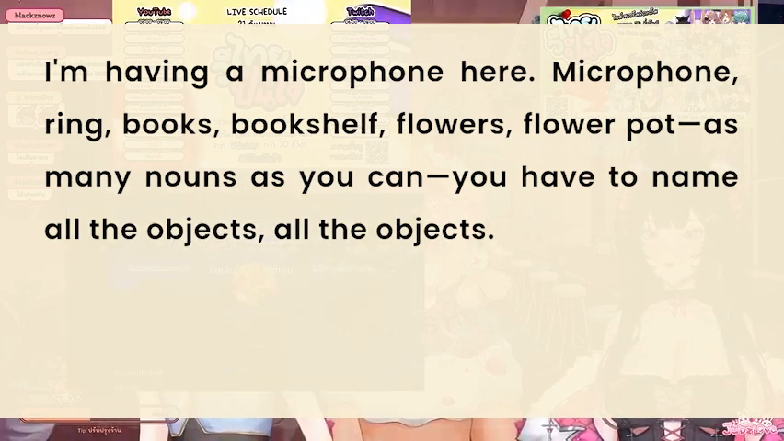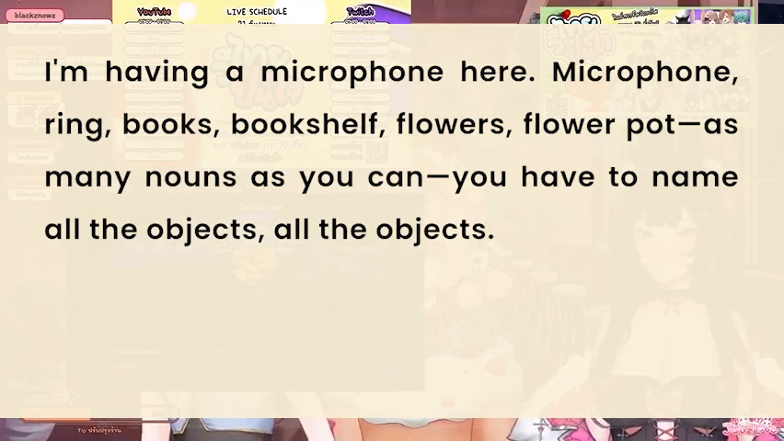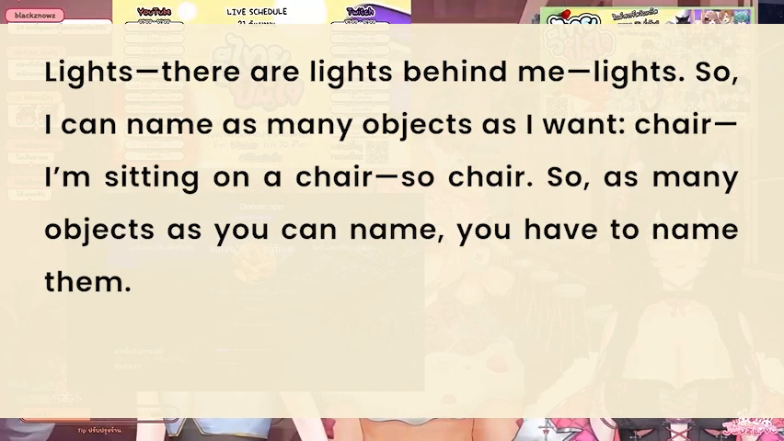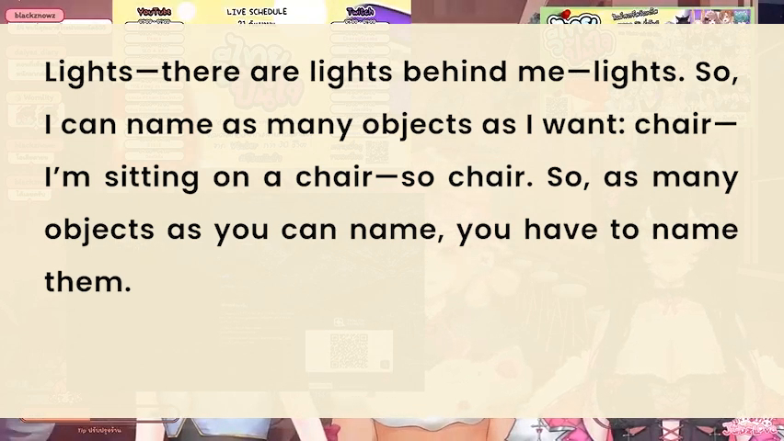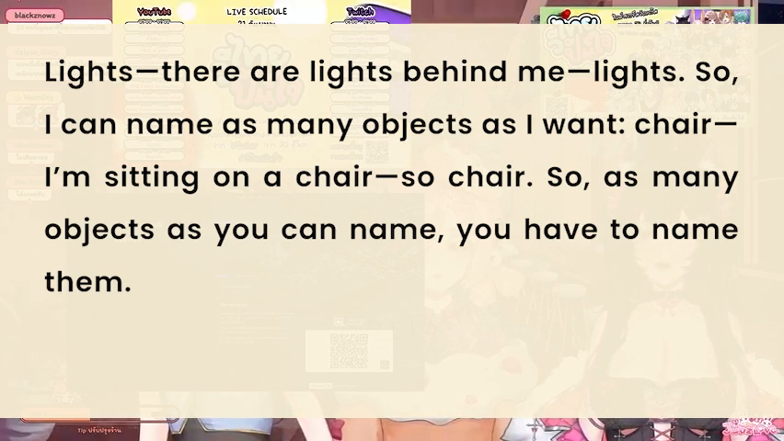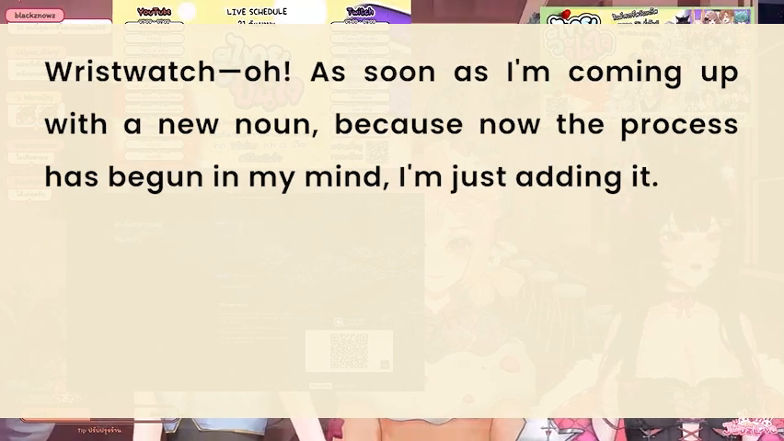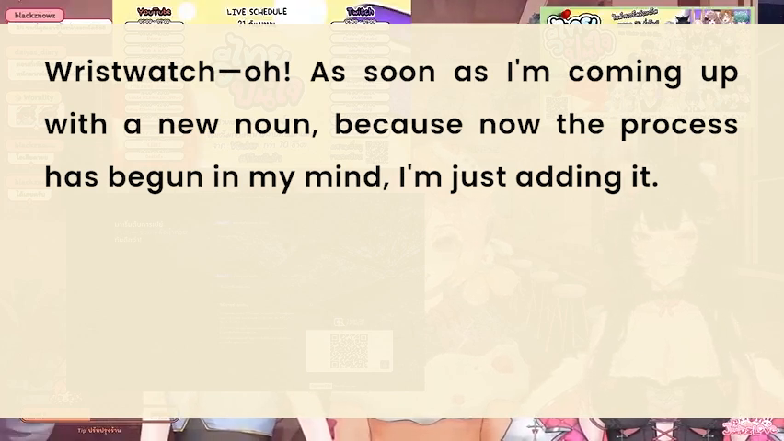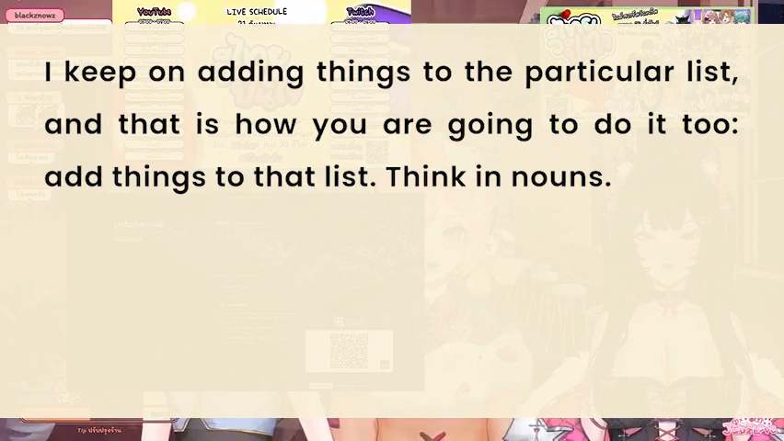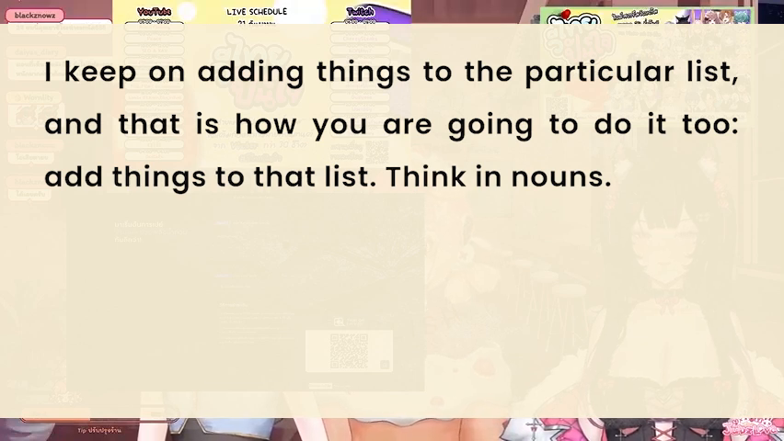As many nouns as you can. You have to name all the objects. Lights, there are lights behind me. So I can name as many objects as I want. Chair. I'm sitting on a chair, so chair. As many objects as you can name, you have to name them. Wristwatch. As soon as I'm coming up with a new noun, because now the process has begun in my mind, I'm just adding it. I keep on adding things to the list, and that is how you are going to do it too. Add things to that list.